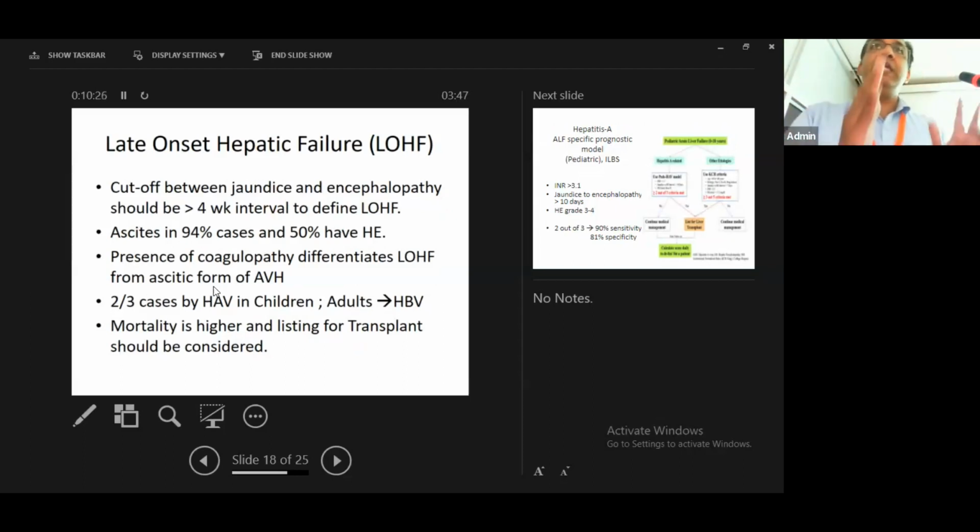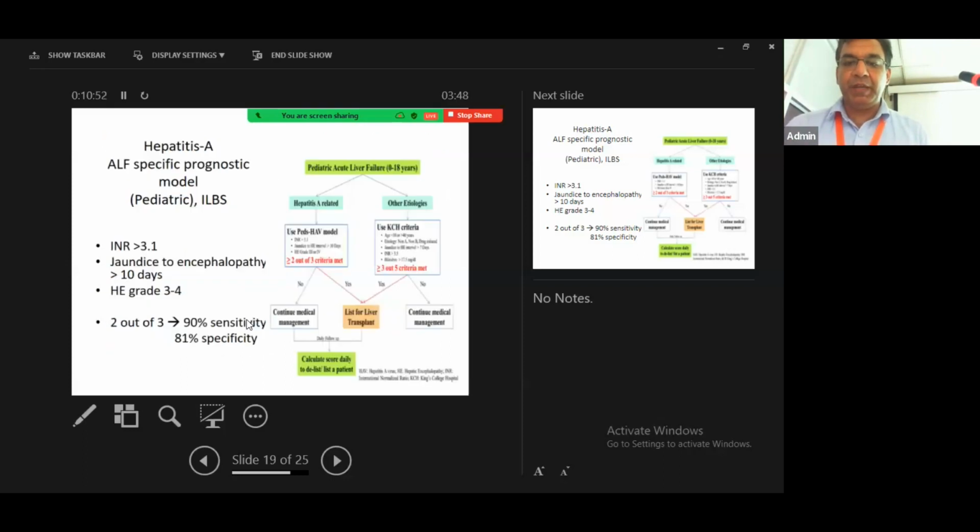Whereas if it is only ascites with a normal prothrombin time, it is ascites with acute viral hepatitis. So you need to think of coagulopathy as the differentiating factor. The presence of coagulopathy differentiates late onset hepatic failure from the ascitic form of acute viral hepatitis. Again, hepatitis A is the notorious one. In adults, this scenario occurs with hepatitis B. Mortality is higher and listing for transplant should be considered.